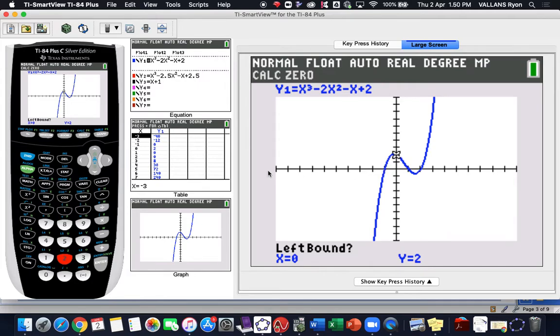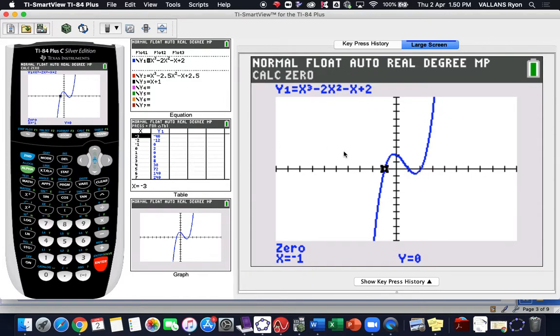I know this is where it hits the x-axis. So I've got to go to the left of it. Left bound, get to the left of wherever I think that intercept is. That'll work. Right bound, get to the right of it. My calculator is only going to look in between here for an x-intercept. So when it says guess, I hit enter. I get -1, 0. When I'm done with this, I would recommend pausing and seeing if you can get these two x-intercepts on your own.